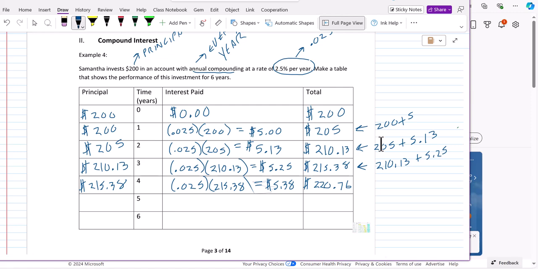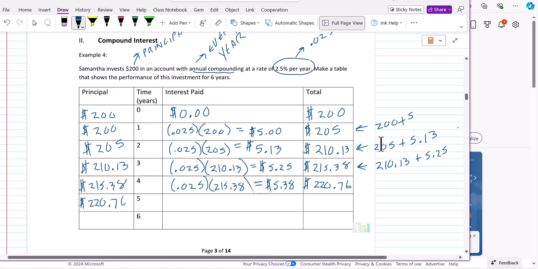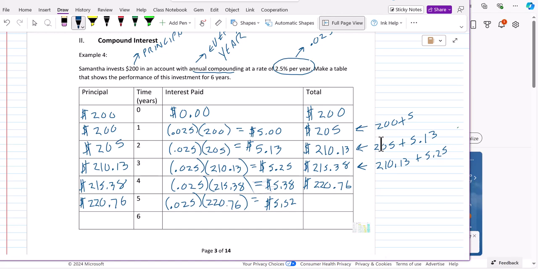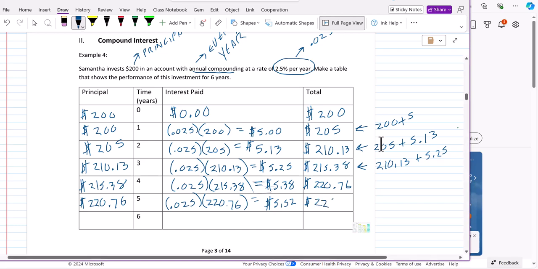So now your new principal is 220.76. Then you're going to do the 0.025 times that 220.76. That's going to end up giving $5.52. Then your new principal will be $226.28. Then we have one more line to do.